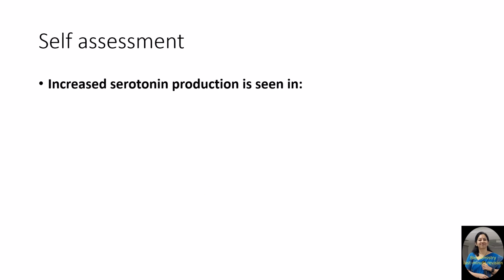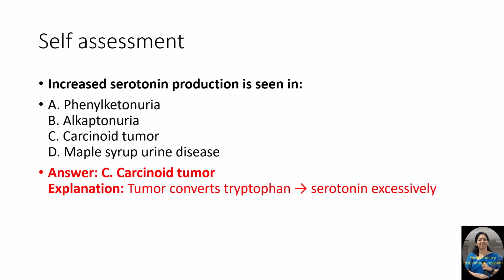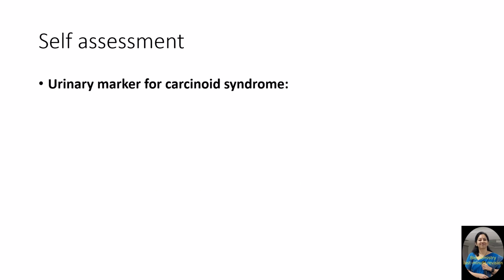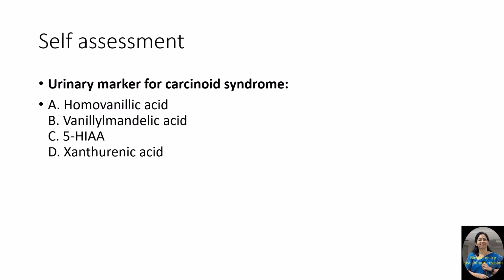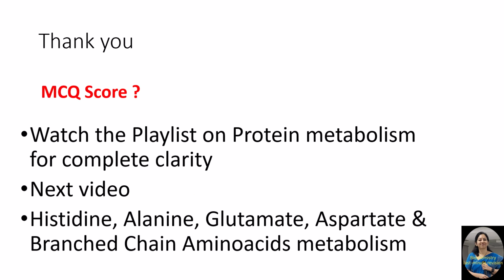Next question, increased serotonin production is seen in phenylketonuria, alkaptonuria, carcinoid tumor, maple syrup urine disease. Answer is carcinoid tumor, where more than 60% of tryptophan gets converted to serotonin. Next question, urinary marker for carcinoid syndrome is homovanillic acid, vanillyl mandelic acid, 5-hydroxyindole acetic acid and xanthurenic acid. Answer is 5-hydroxyindole acetic acid.